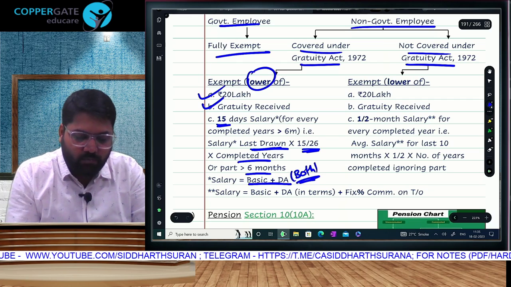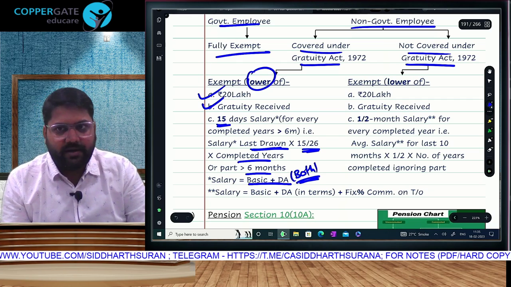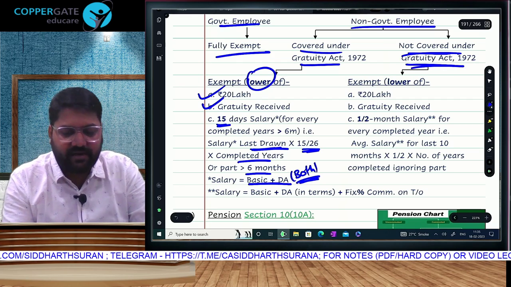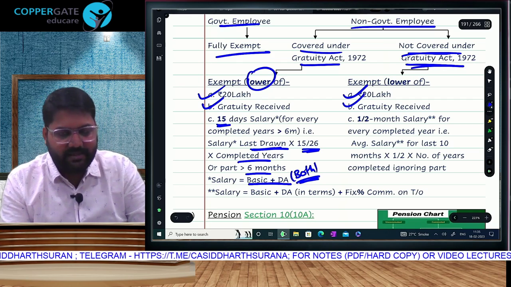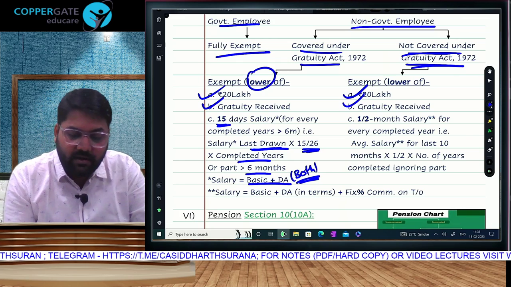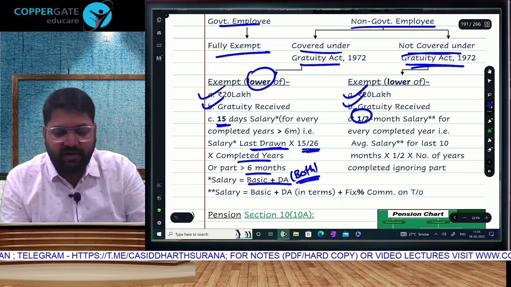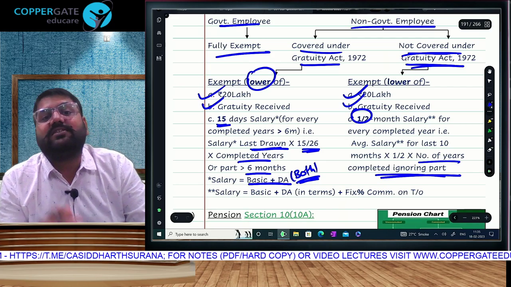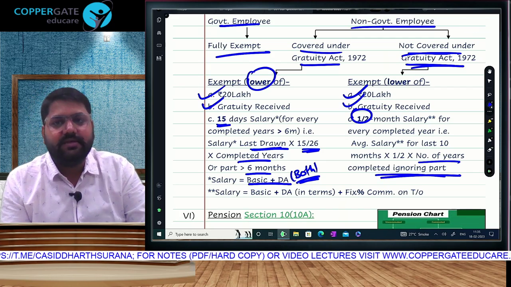Under POGA, we take both DA, whether in terms or not in terms. And for those employees who are not covered under POGA, we take the calculation as per income tax. The first two points are the same only: maximum notified 20 lakh, and actual receipt. Year, half means half, we will not take 15/26. Then, in taking the number of years, we will ignore the part. So 37 years and 11 months also will be taken as 37.